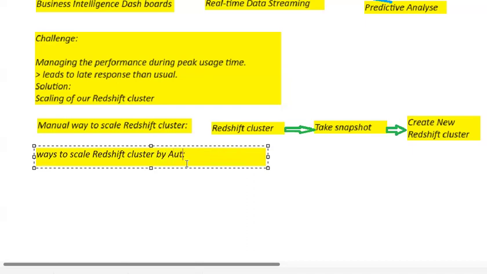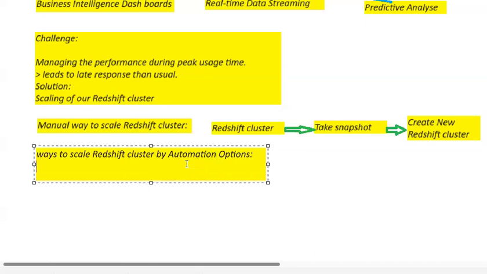What are the ways to scale our Redshift cluster by automation options? Here you just need to provide your requirements, and AWS will scale based on your requirement. So we have actually 4 ways.